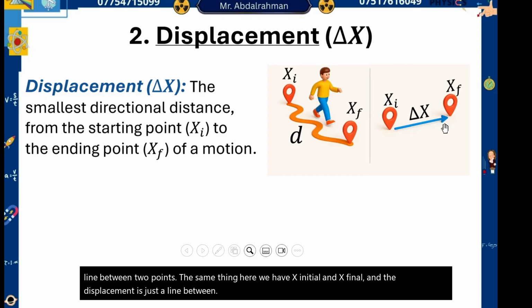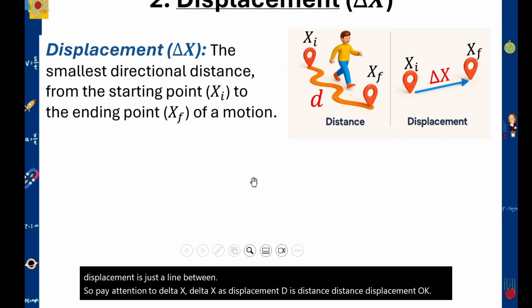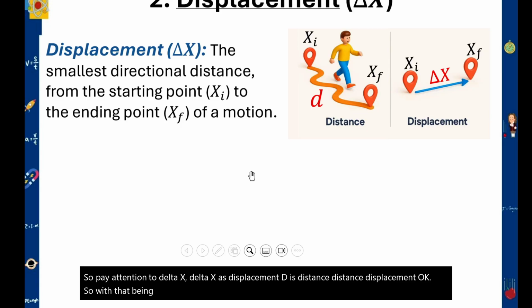So pay attention: delta x is displacement. D is distance. Distance, displacement. Okay. So with that being said, we understood that displacement is the smallest directional distance. You see here, that's an arrow, so it has a direction, and it's the smallest possible one.